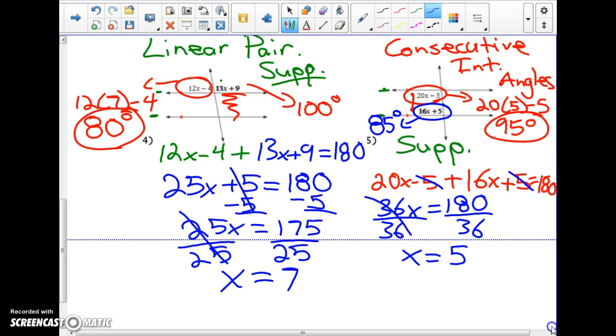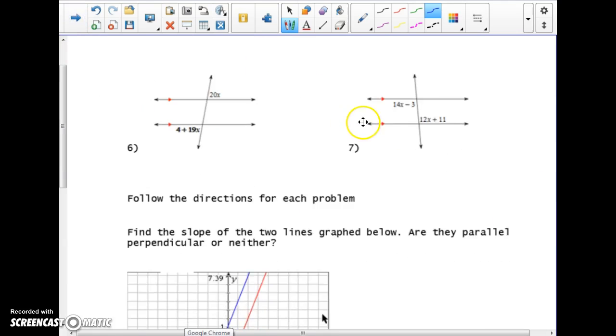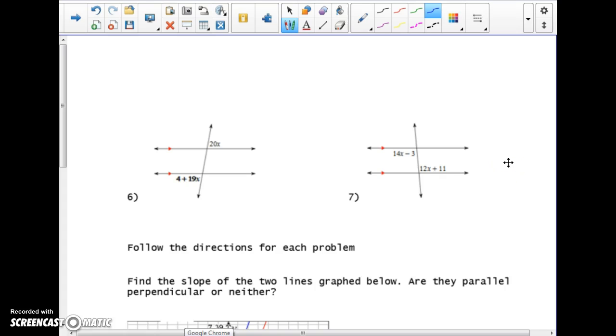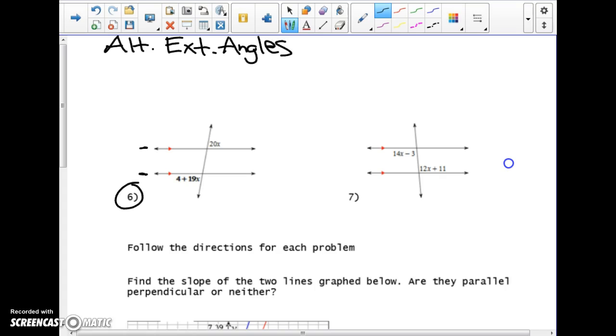Next page, you've got just more of the same. Okay, up here at the top, these angles right here on number 6, these are alternate exterior angles. The unique property about them, since this line and this line are parallel, is that they are congruent, which means their angle measures are equal.